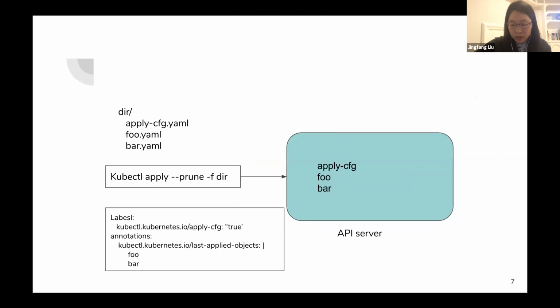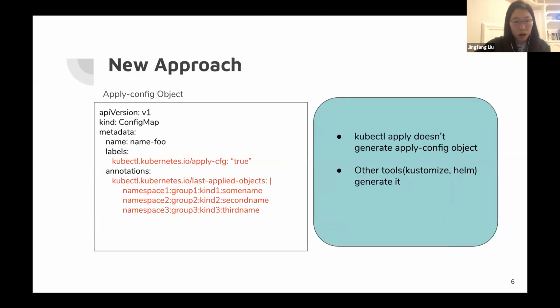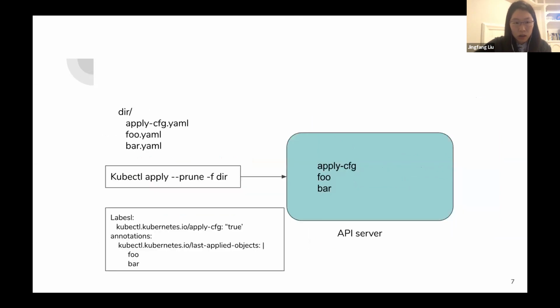Okay, so let's see the new workflow with this apply config object. Let's say in a directory, I have an apply config object, foo and bar. The first time I run apply for this whole directory, kubectl will see there is an apply config object by this label, apply config true. And since the cluster is empty, it's the first time of applying this directory, it couldn't find an apply config in the cluster. So kubectl will go ahead and create that object as well as foo and bar in the cluster.